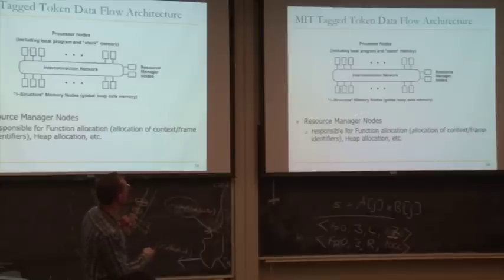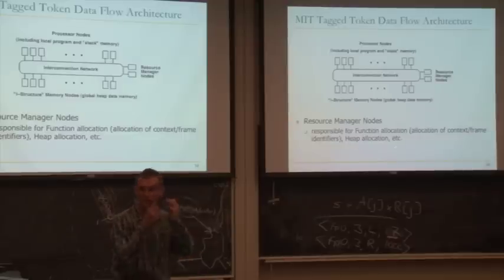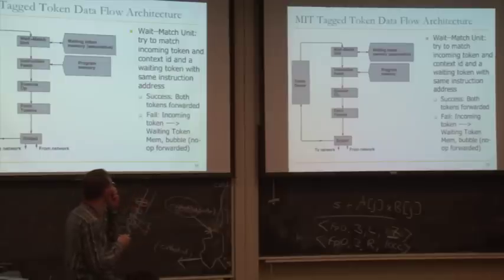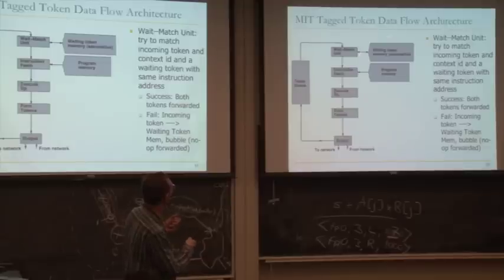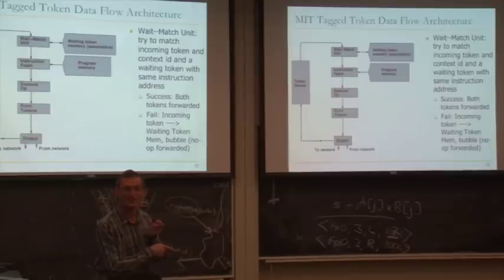Resource manager nodes, what do they do? They basically allocate context and frame identifiers, heaps, throttle loops, as we've discussed. And this is what the tag token architecture looks like. You have this wait match unit. It tries to match the incoming token and context ID to a waiting token with the same instruction address. And you can see that these are ordered differently from the Monsoon architecture that we looked at briefly earlier.